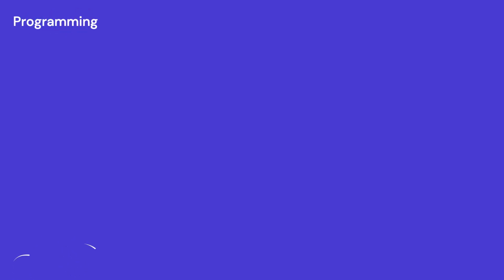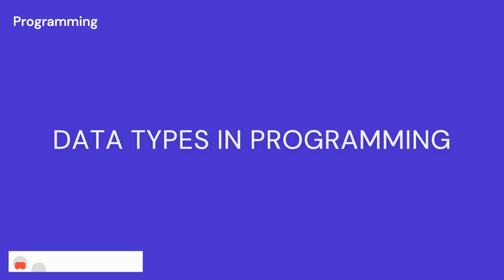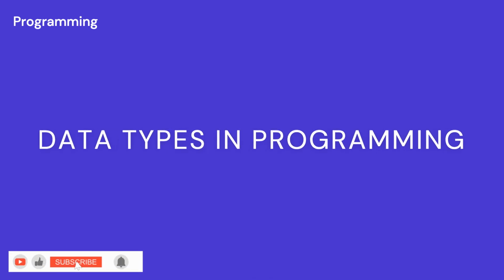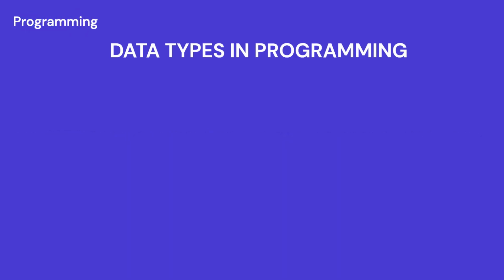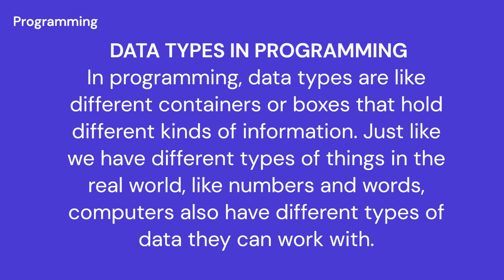Today, our main objectives will cover 1. Data types in programming. Our second objective will cover what is a constant and a variable in programming. Let's begin with our first objective with introduction.